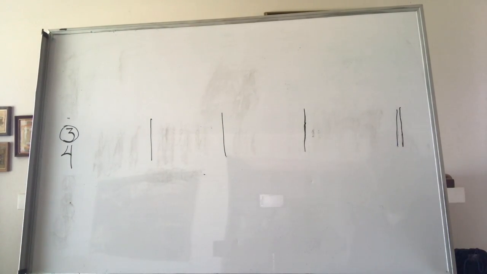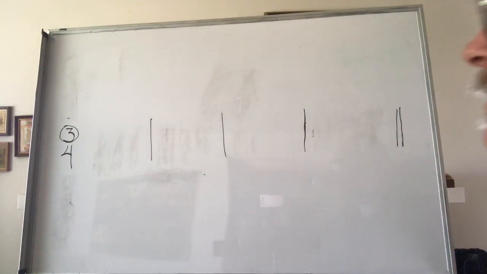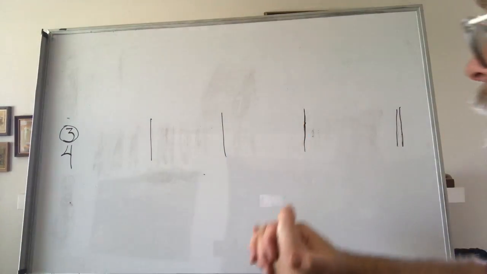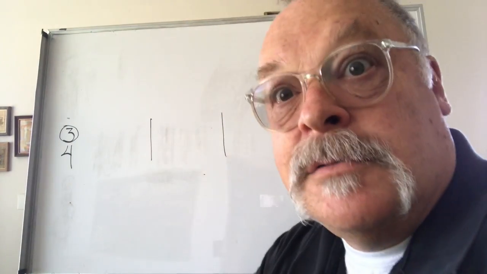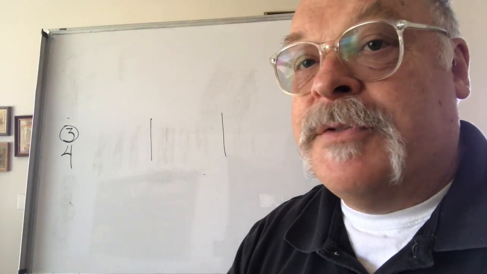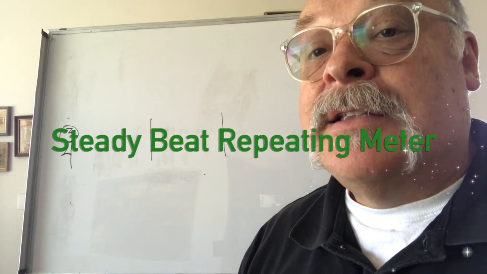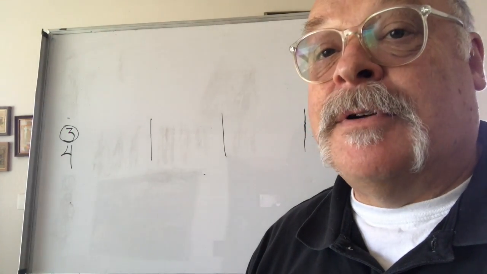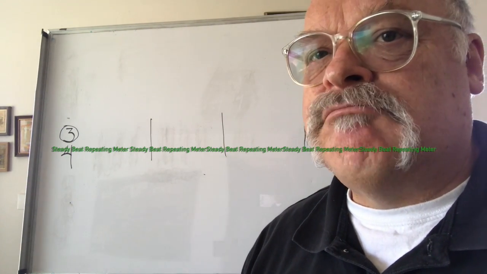That's kind of fun. Now, most songs have way more than just 4 measures. So it would go 1, 2, 3, 1, 2, 3, all the way through the song. It's a steady beat repeating meter. Steady beat repeating meter. Say that 5 times in a row. Steady beat repeating meter, steady beat repeating meter. I can't do it. Can't do it.